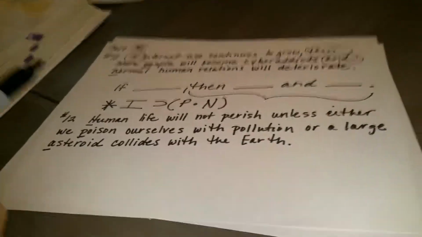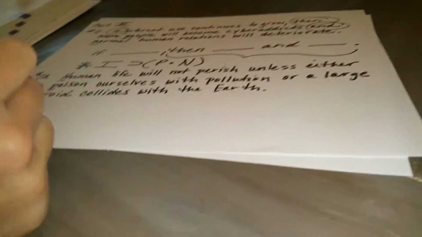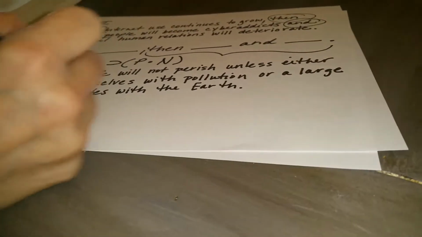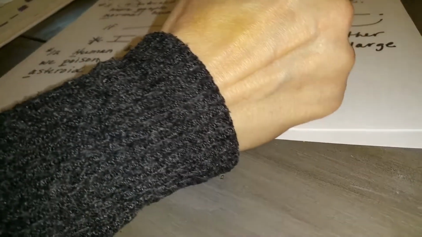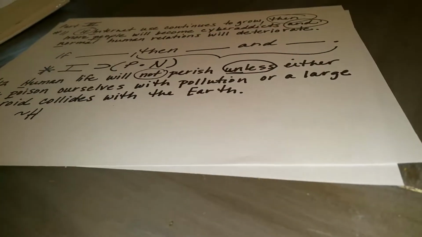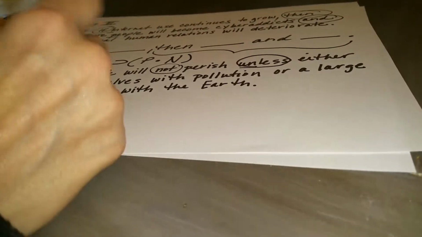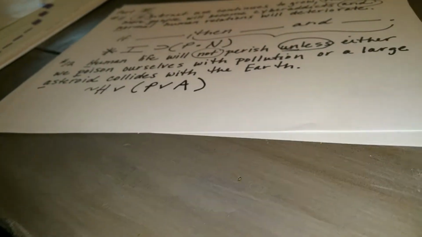And then, let's see, "Human life will not perish unless either we poison ourselves with pollution or a large asteroid collides with the Earth." So in this case, you have human life will not perish. You're going to have something like not H there. And then you have a disjunction that has two disjuncts in it. So here you're going to have not H or either P or A. So that would be the correct translation.